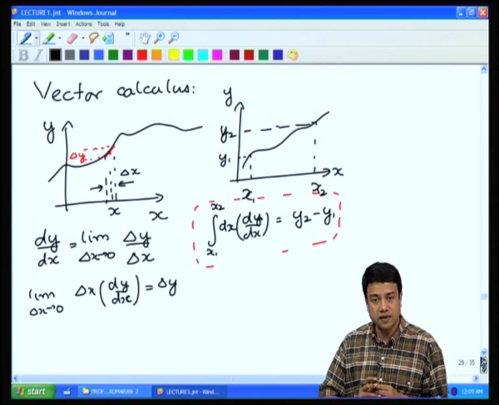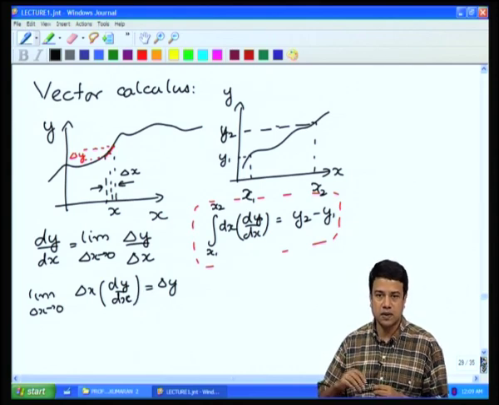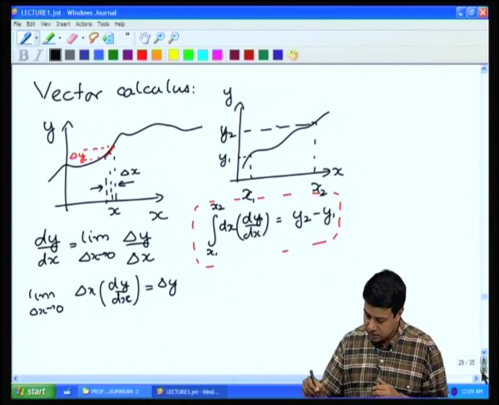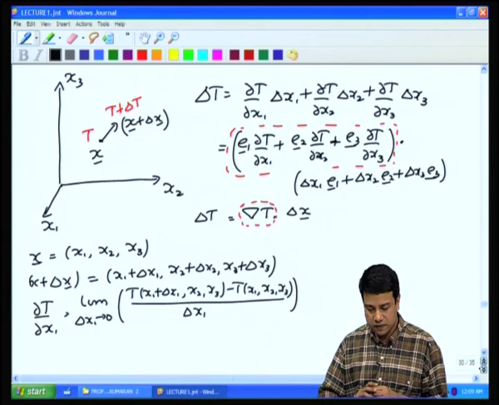And the integral form of this is that the integral between two endpoints of dx times the derivative is the difference in y between those two endpoints. So, we use this analogy to define our first derivative function, that is the gradient.